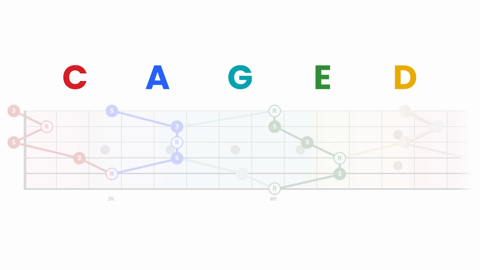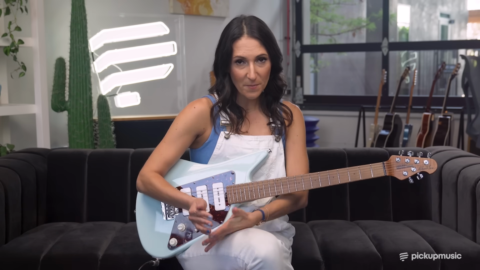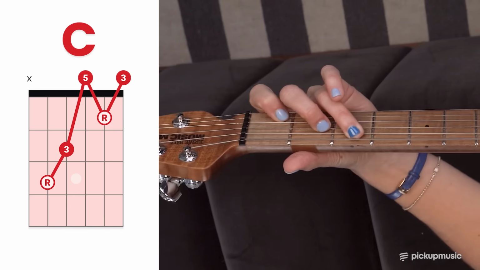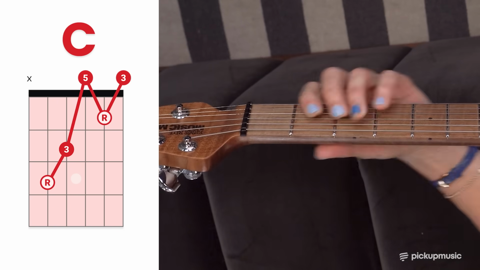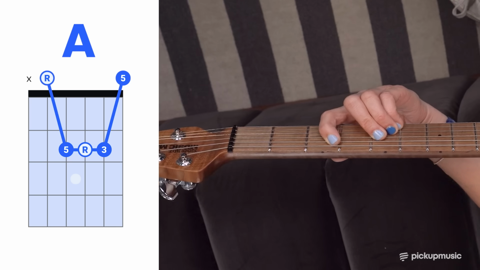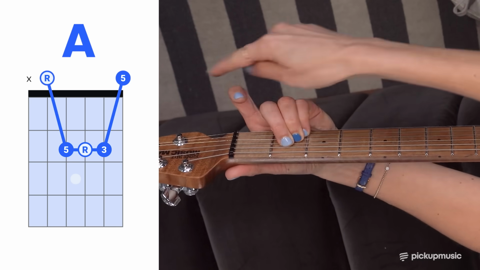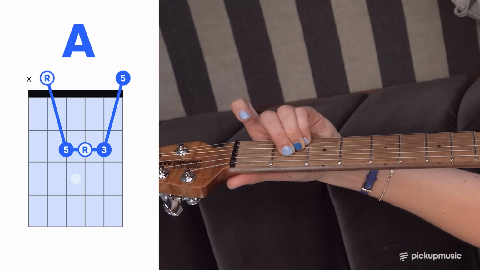You'll notice that each of these shapes has a name, and these names come from your open beginning chords. So the C shape is based off the C chord you already know. Now, this bar chord here, why is it called A shape? Check it out. Right here, it's a C chord, but when you move it down, it's based off this A open chord that you already know.